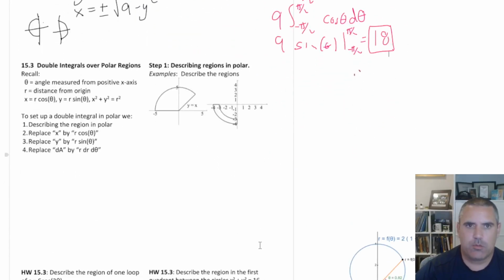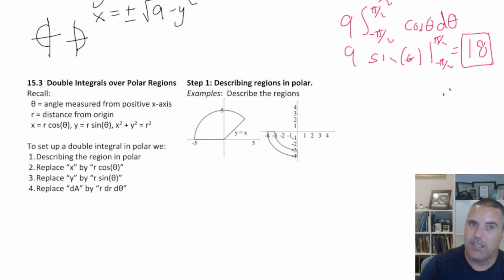Okay, so the actual method, the polar method, doesn't change. The point of that is it doesn't change really anything we've been doing. It just gives us another option. So the things we have to review in 15.3 first are, can we describe polar regions? Which I think we can. That's what we were practicing.